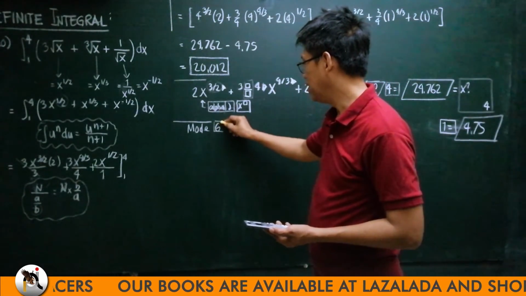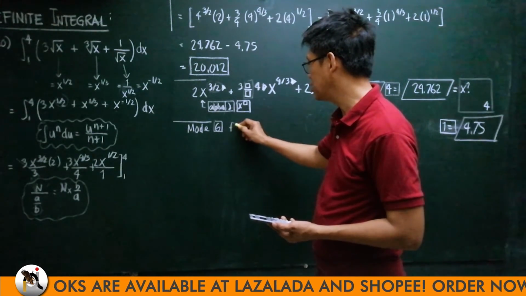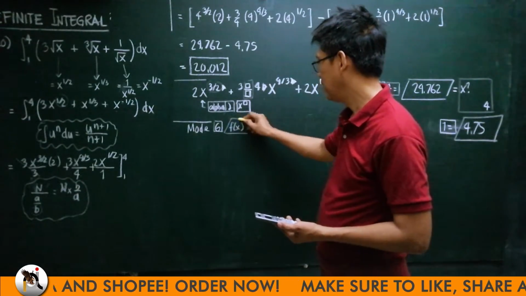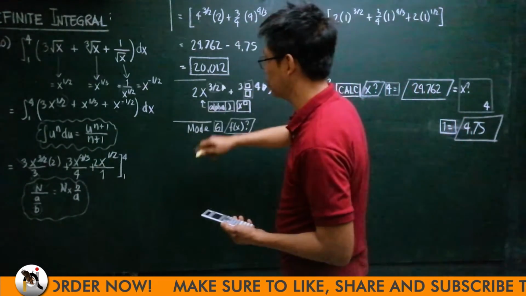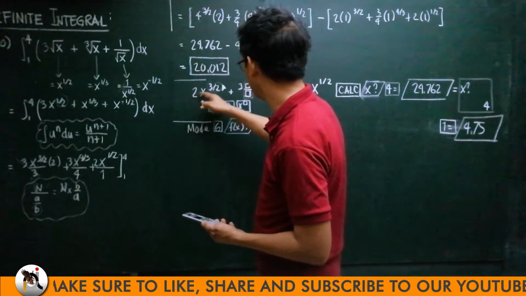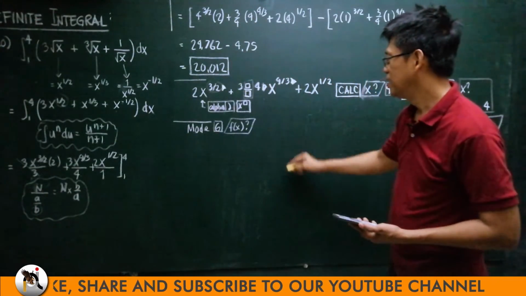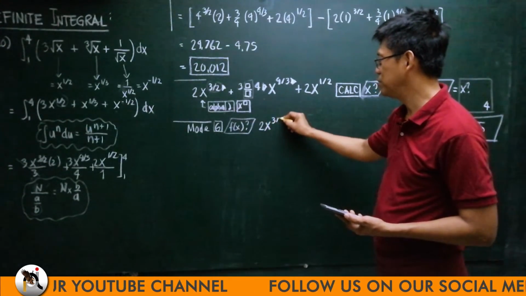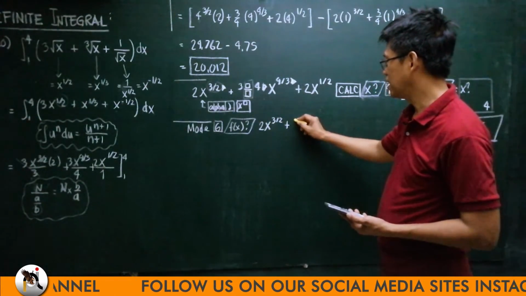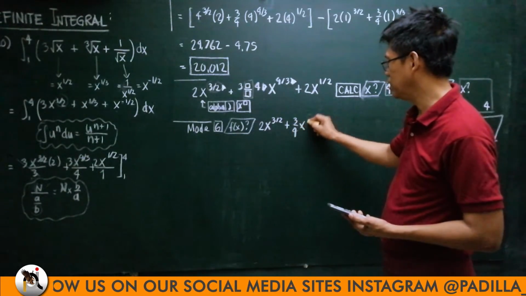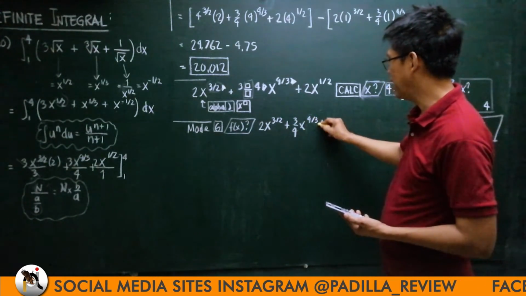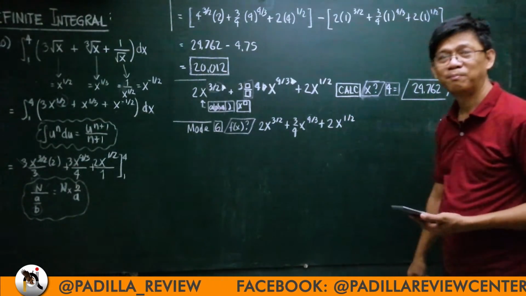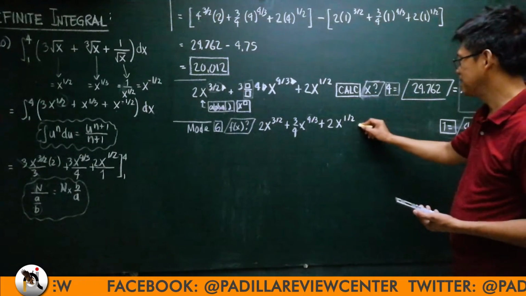Okay? And then your calculator will ask you, what is your f of x? You just input this f of x. So press 2 alpha x to the 3 halves plus 3/4 x to the 4/3 plus 2 alpha x to the 1/2. Then press equals.